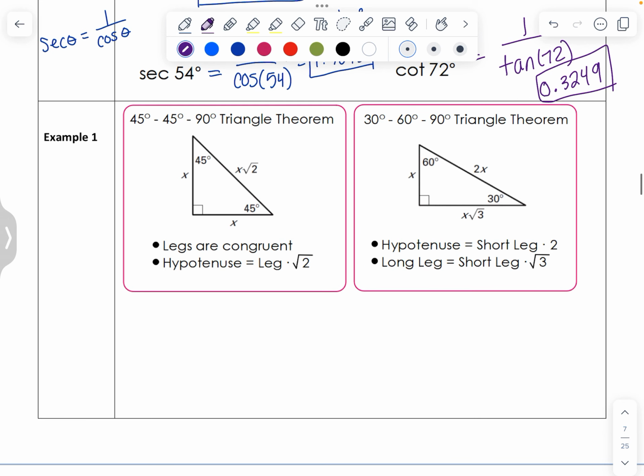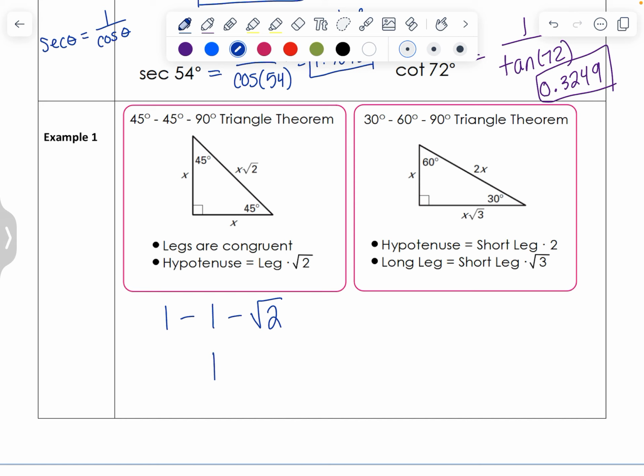The next thing we're going to talk about in this unit is the special right triangles. And special right triangles include 2. We have the 45-45-90 triangle, which is the isosceles triangle. So since the angles are congruent, the sides opposite the angles are congruent. And the ratio for this triangle is 1, 1, square root of 2, which means that the side lengths are the same and the hypotenuse is square root of 2 times as big.